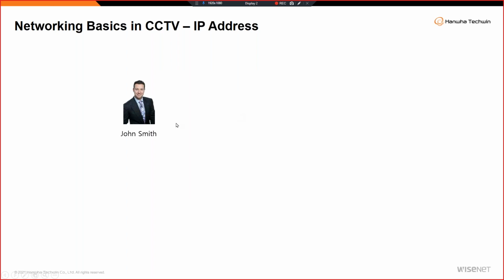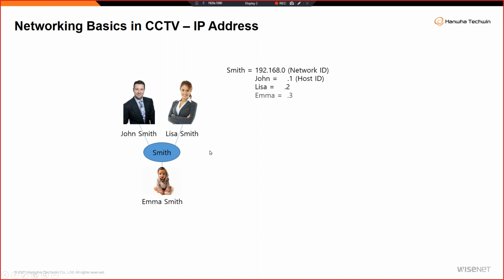So here I have an example to understand IP address. John Smith and his wife Lisa Smith, they are one family. They have a child, Emma Smith. Okay, so they all belong to the family or a group called Smith family. All right. So when you talk about IP address and what is the difference between network and host, okay, we'll come to that. So they all belong to the Smith family.